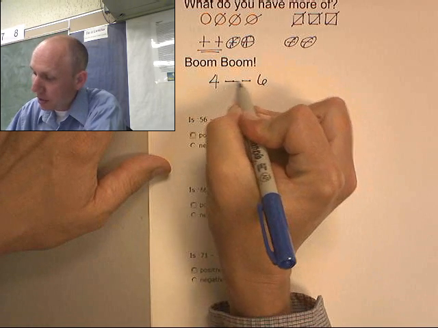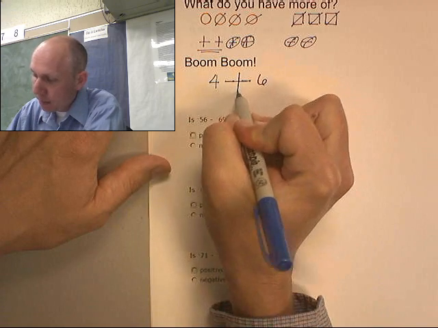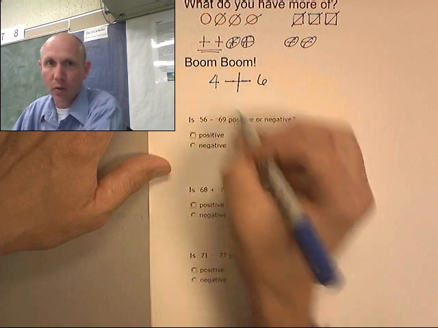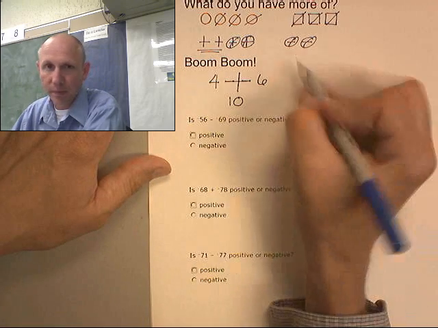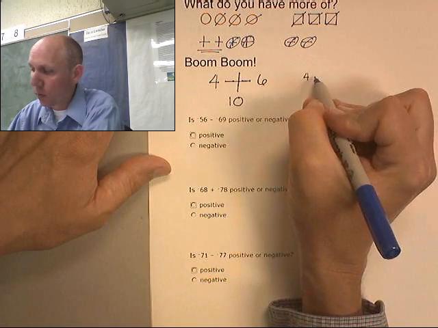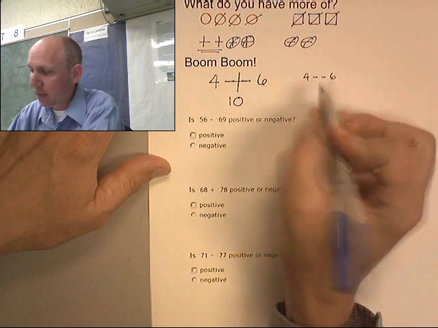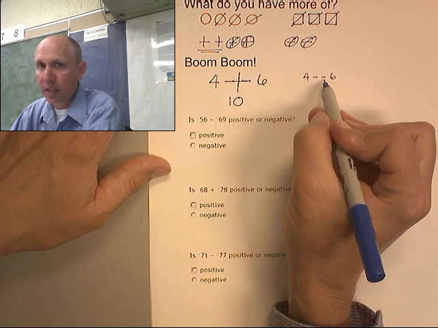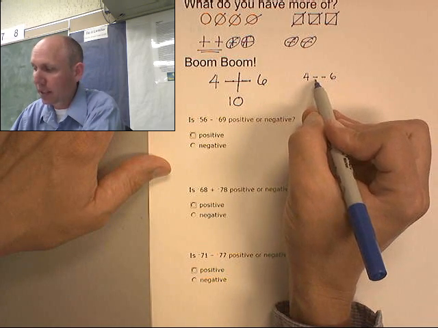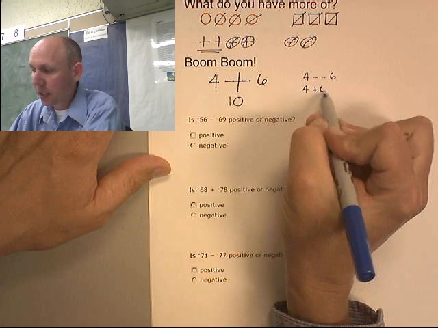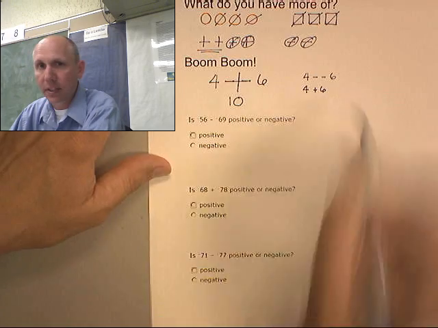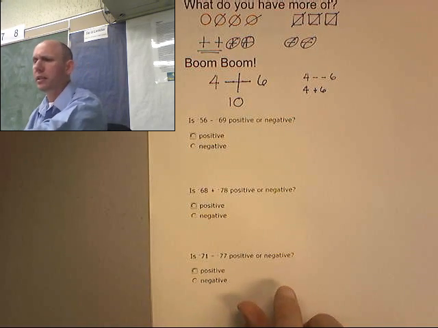What I'm going to do is I'm going to go boom, boom, and turn it into a big plus symbol. And that'll be 10. And why is this working? It's because 4 minus negative 6 is saying the opposite of negative 6. What is the opposite of negative 6? The opposite of negative 6 is positive 6. All right, let's give this a shot.